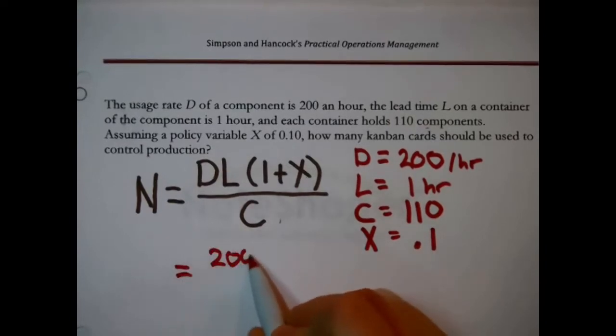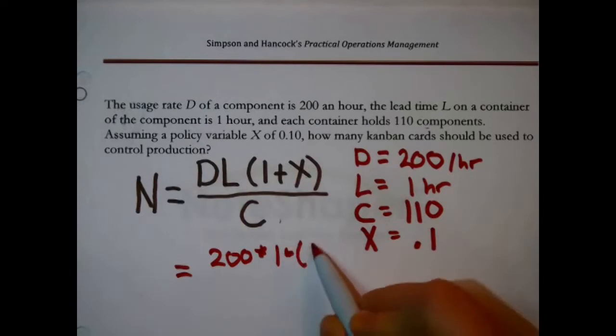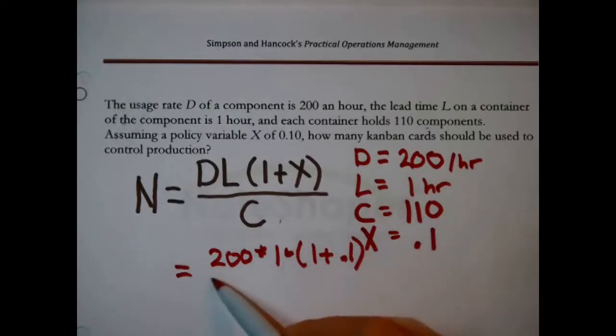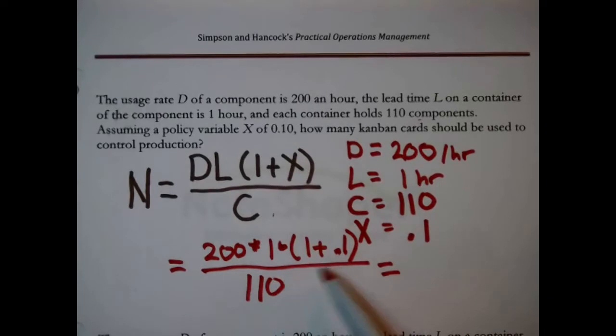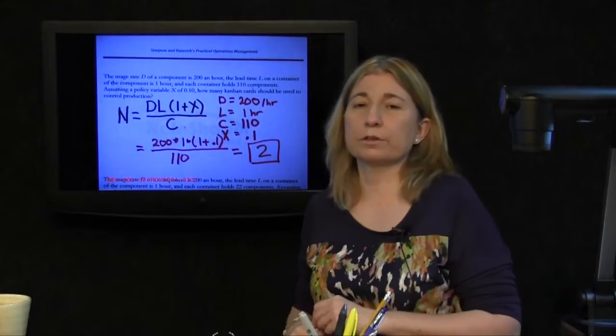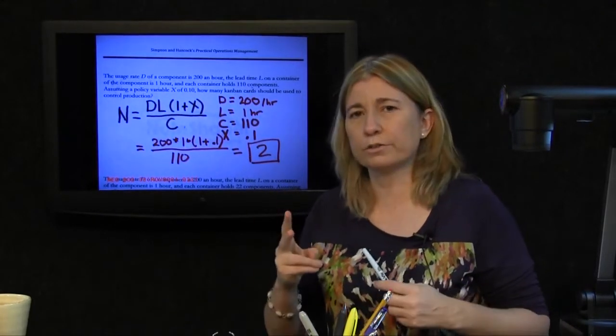So in our case, it's 200 times 1 times 1 plus 0.1, divided by the 110 goes in the denominator. Well, I did that and I got 220 divided by 110, or 2. Perfect. There's the answer to the question. You should have 2 Kanbans in that loop, 2 cards.